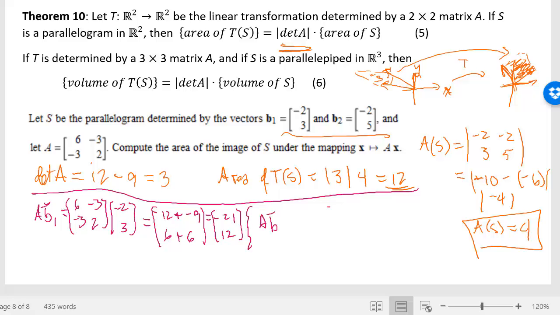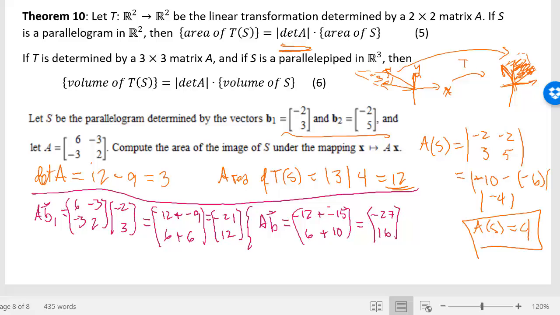So that's AB1. Let's find out where B2 gets sent to. So we got 6 and -2, so that's -12 plus -3 and -3 and +5 is -15. So this is going to equal -27. So that's the first component. And then now we have -3, -2. That's +6, and then 2 and 5 is 10. So that's +16. All right, so our two new vectors are (-21, 12).